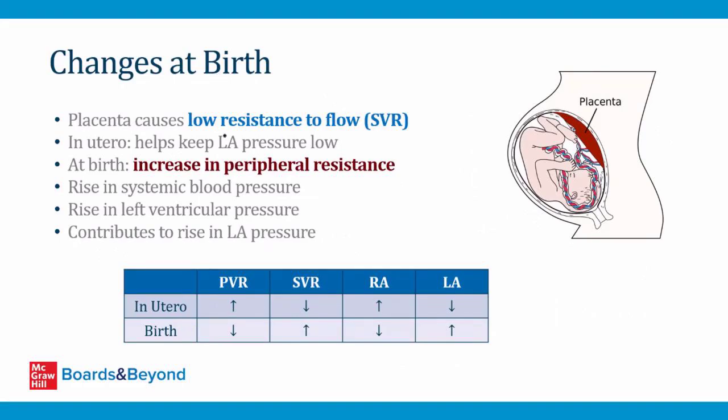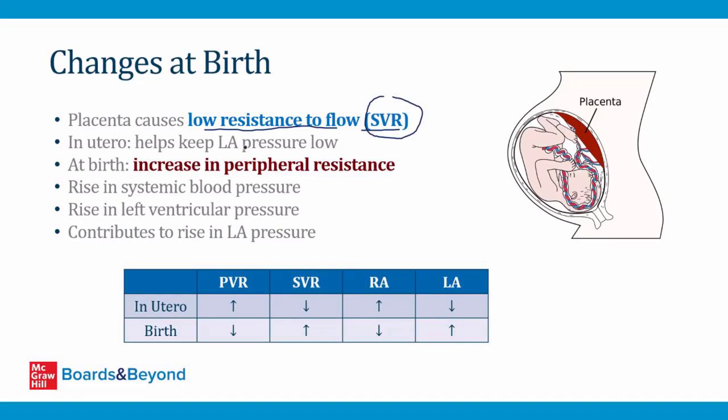The final physiologic change that occurs at birth that you need to be aware of is that in utero, the placenta causes a low resistance to flow through the body in the baby. In other words, babies in utero have very low SVR, and that's because the placenta is present. Basically, anytime you add another pathway for blood to move from the arterial system to the venous system, you lower the SVR. And so you have this whole extra conduit for blood in the placenta present in the total body, and that lowers the SVR.